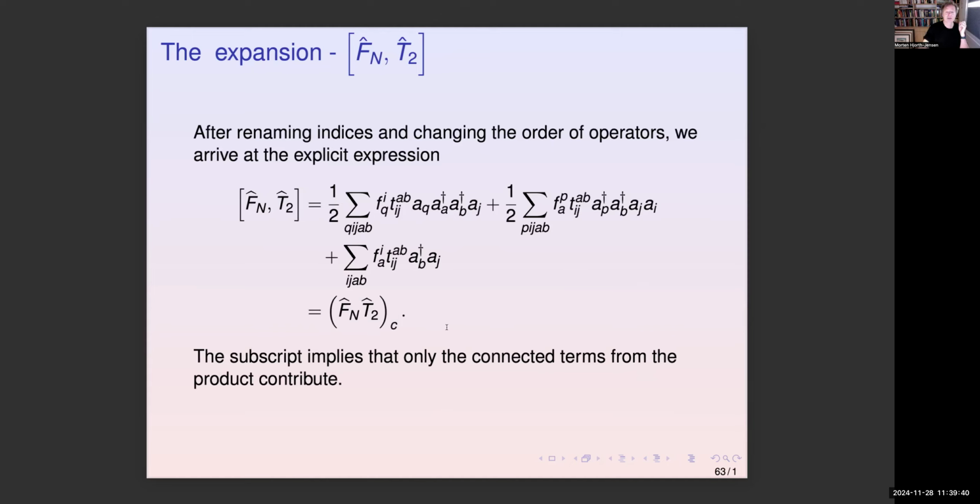So this is what it would look like when we collect everything. We would have 3 terms, which are all given by linked terms, as we can see here. So there's at least one common index in the operator for f, and in the amplitudes, either T1 or T2 here. This is obviously a T2 term, so this gives us Fn with T2.